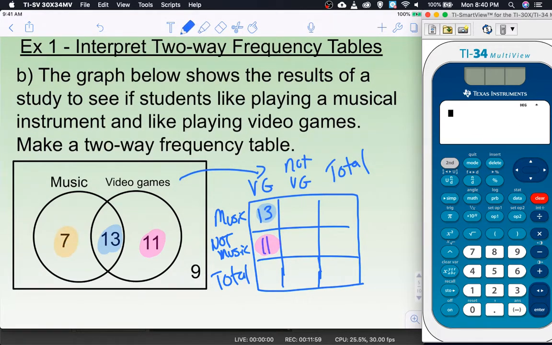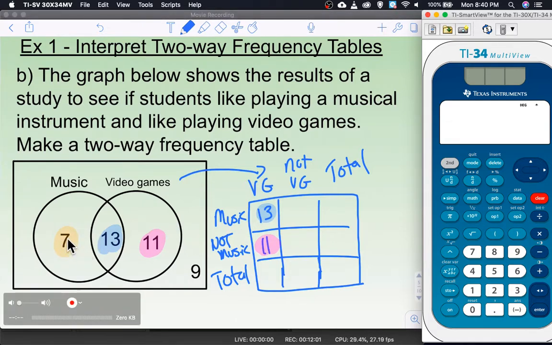These 7 people are the opposite. These 7 people like to play music, but not video games. So they like music. They're in this row here. They like music, but not video games, which puts them in this spot. So those 7 people like music, but not video games.